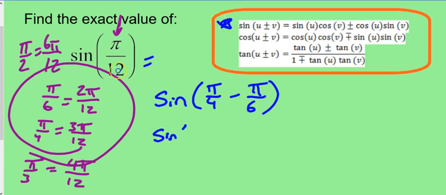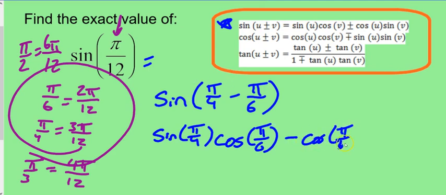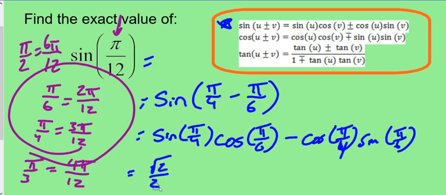Because we are subtracting, we'll make sure we subtract. So we'll have sine of pi over 4 cosine pi over 6 minus cosine of pi over 4 sine of pi over 6. All right, sine of pi over 4, of course, is square root of 2 over 2. Cosine of pi over 6 is square root of 3 over 2. Cosine of pi over 4 is square root of 2 over 2, and sine of pi over 6 is 1/2.